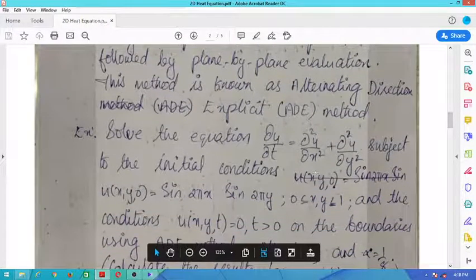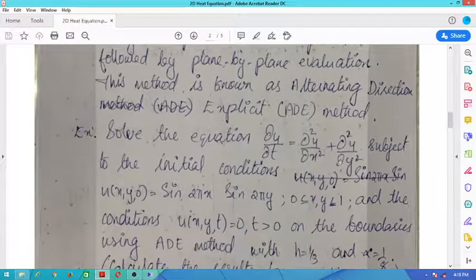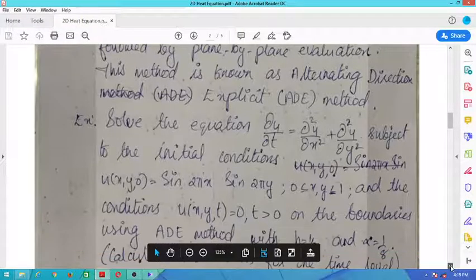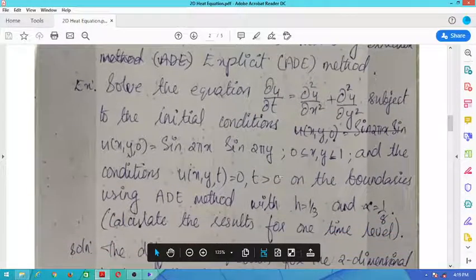Solve the equation ∂u/∂t = ∂²u/∂x² + ∂²u/∂y², subject to the initial condition u(x, y, 0) = sin 2πx sin 2πy, where x and y lie between 0 and 1. The next condition is u(x, y, t) = 0 whenever t > 0 on all the boundary points. Using the ADE method with h = 1/3 and α = 1/8, calculate the results for one time level.